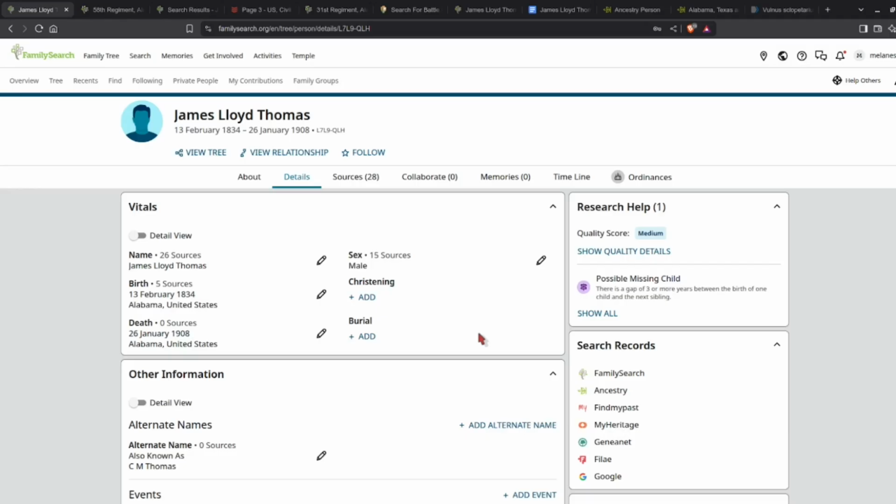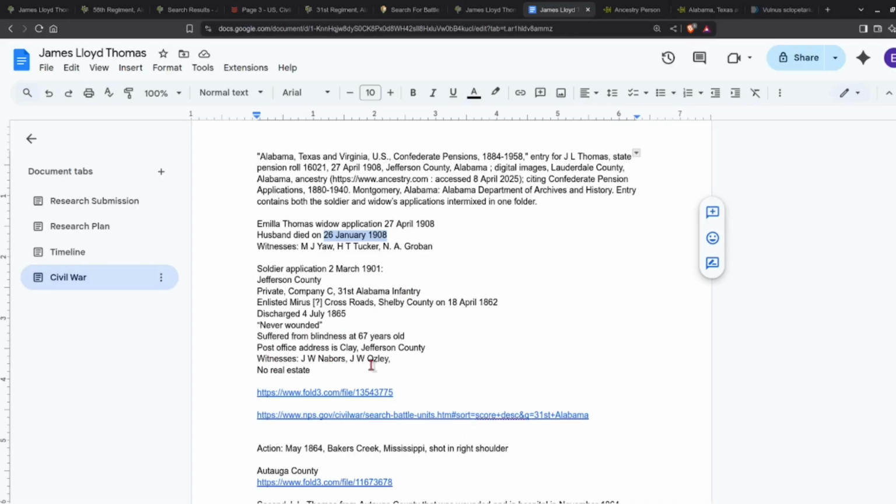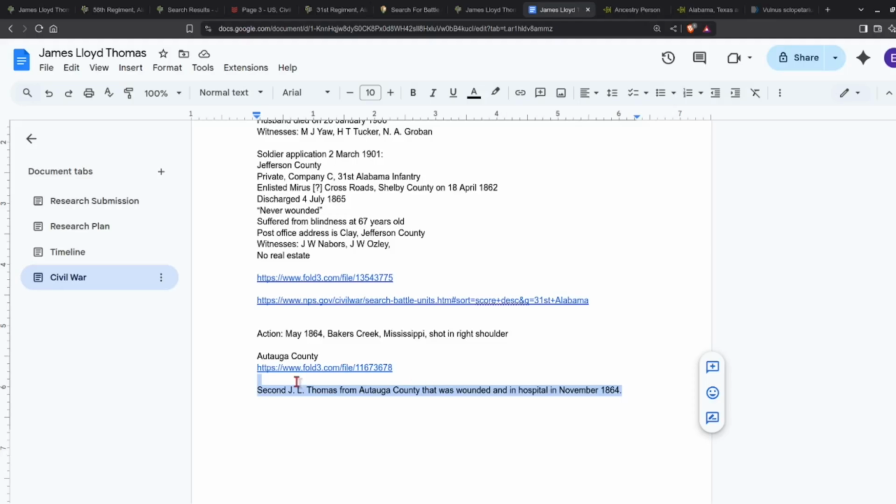All right. So we've learned a lot, and there's some other things that we could do to add to our research plan here. We've got some witness names of people we need to research. And then we learned that there is possibly a second J.L. Thomas from Autauga County. And this one, because of his location, may be the actual child of John L. Thomas and Martha. We don't know for certain yet. We need to do some more looking. So next time we're going to look at a probate record and see how we can analyze that.